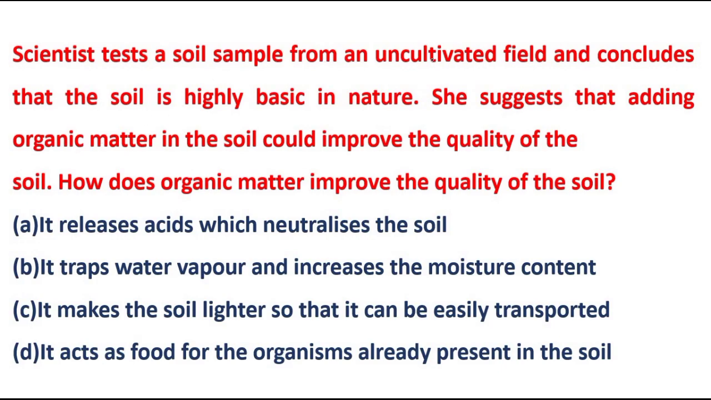A scientist tests a soil sample from an uncultivated field and concludes that the soil is highly basic in nature. She suggests that adding organic matter to the soil could improve the quality of the soil. How does organic matter improve the quality of the soil? Because it releases acids which neutralize the soil. Option A is the correct answer for this question.